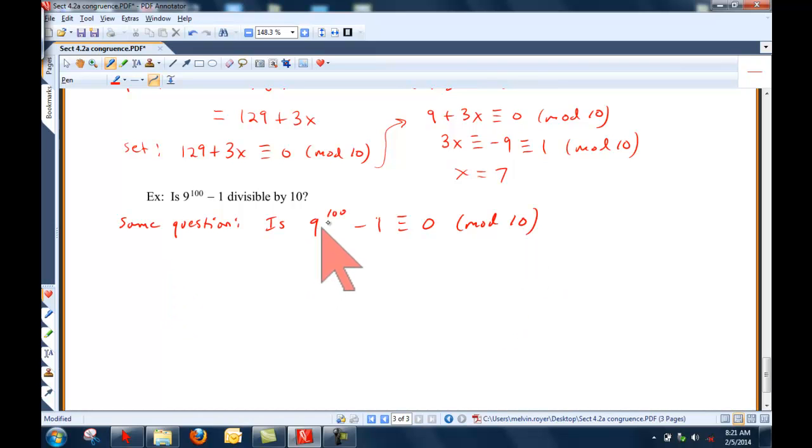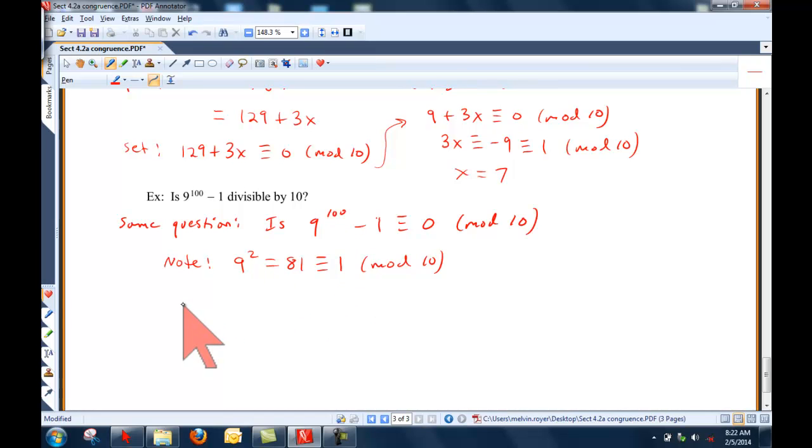Now, 9 to the 100th is just a bunch of 9s multiplied together. So I can replace any of the 9s by something that they are congruent to mod 10. And there are various ways of doing that, but note, for example, that 9 squared, which is 81, is congruent to 1 mod 10. So in this 9 to the 100th, I have a lot of 9 squareds. And anytime I have a 9 squared, that's just 1.